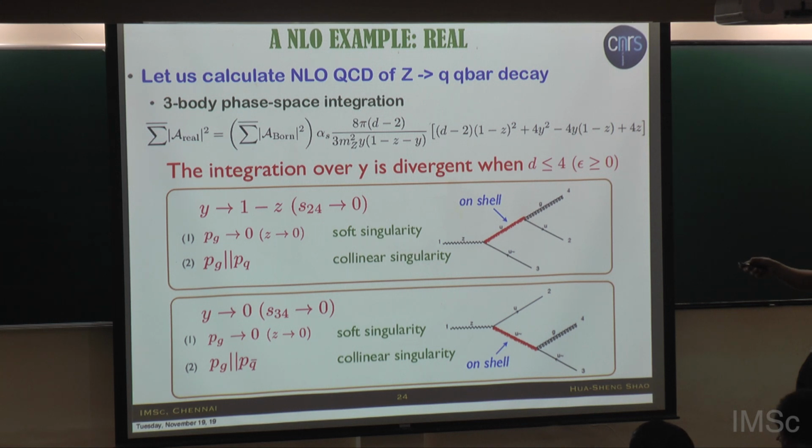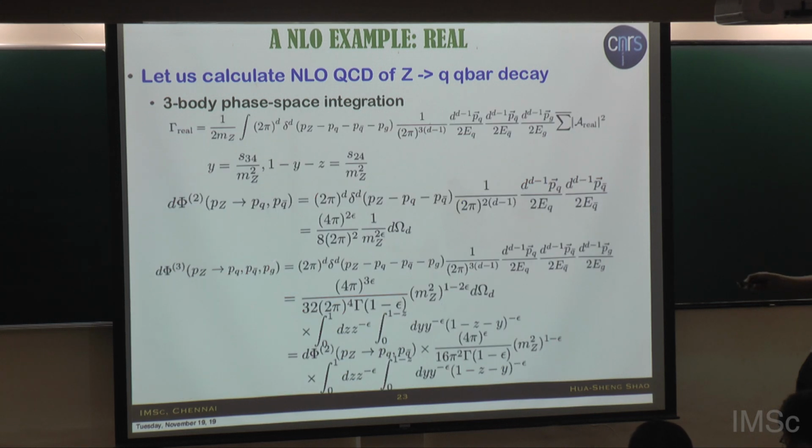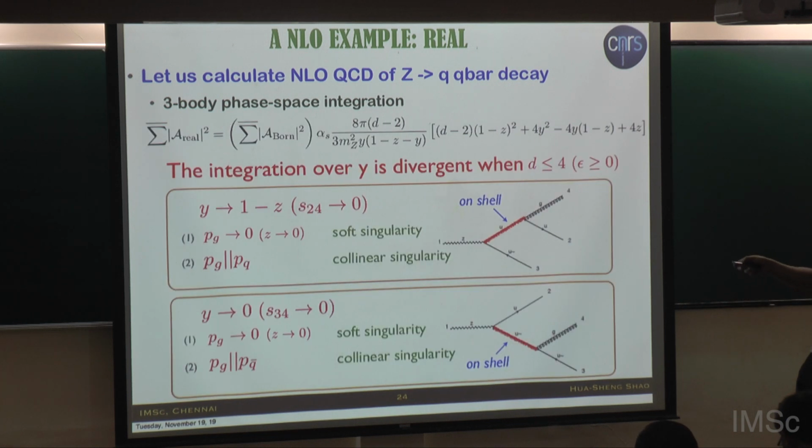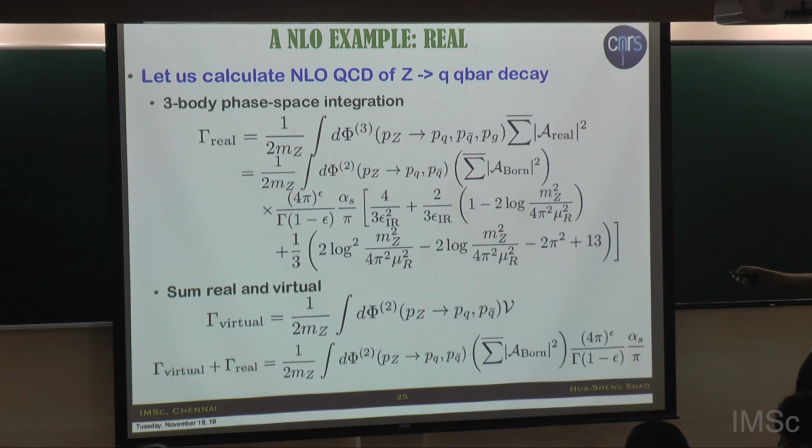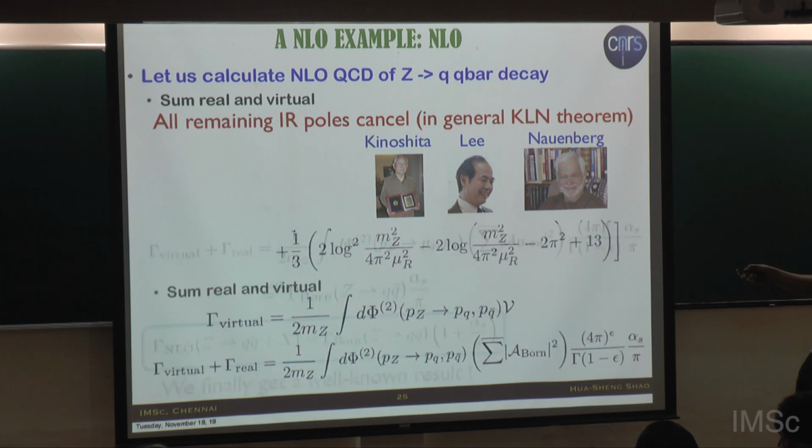Come back to my 3-body phase space integration. Especially I need to integrate dz dy over my amplitude squared, right? The amplitude squared right now has y, 1 minus z, and 1 minus y. What's important are these denominators, because when you integrate them, if D goes to 4, then they are divergent. When y goes to 1 minus z, that means these propagators are unshared. So remember that.